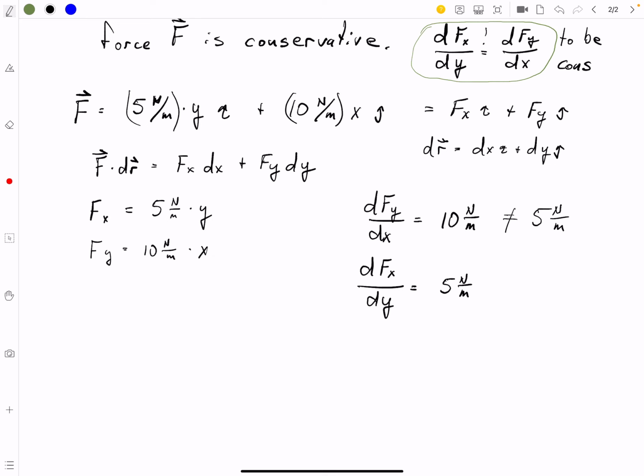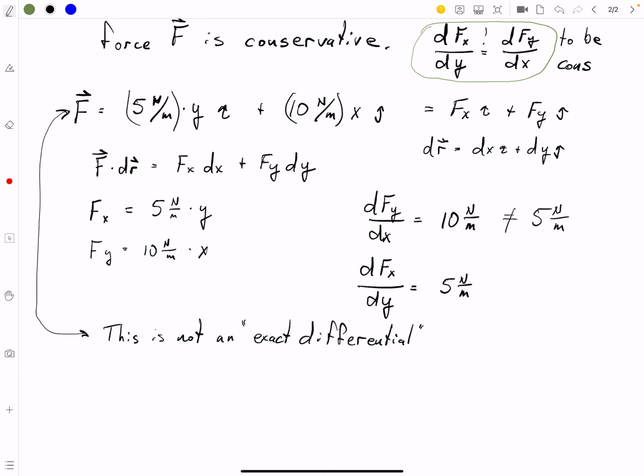Okay. So this force is not an exact differential. Okay. All right.